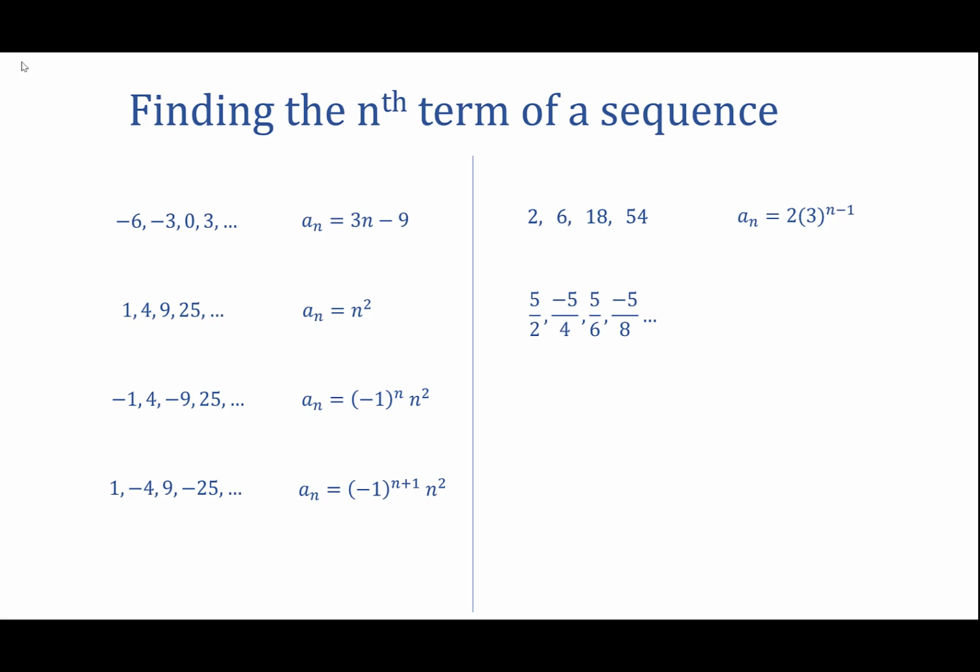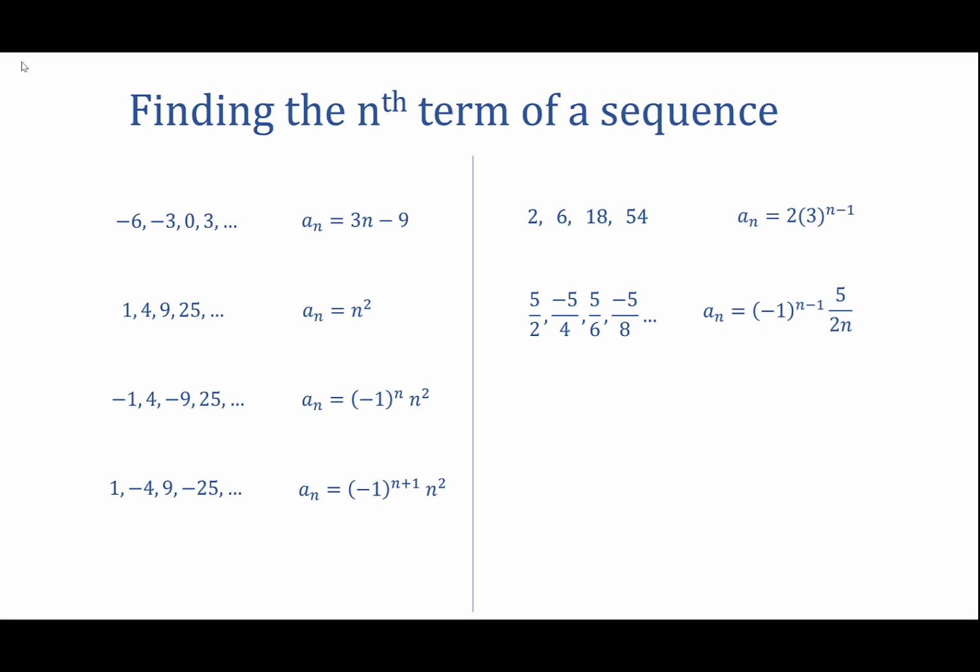In this example, there are a few different things going on. First of all, it's alternating, so we can use the same trick of putting negative 1 to the power of n, or n minus 1, or n plus 1 in the front. And then we also have a fraction, and there's no pattern in the numerator, it's always 5. But in the denominator, we can see that there's a pattern of always adding 2. So it's as if the denominator only is a linear function, like in the first example.